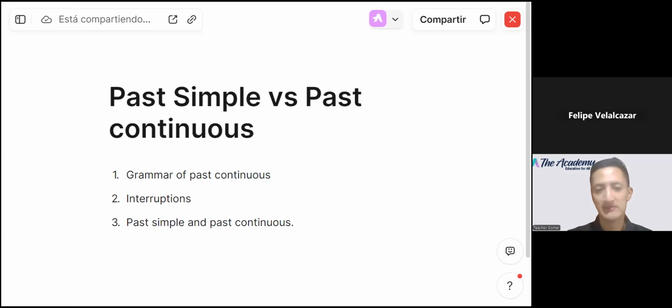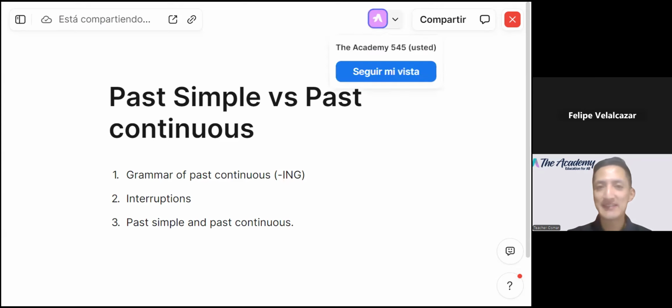Continuous. It's for cuando las cosas siguen sucediendo. Excellent, but remember, not in present, in past. Okay? Felipe, whenever we see the word continuous, you need to remember the word ing. Okay? So let's take a look and remember some examples of past continuous.